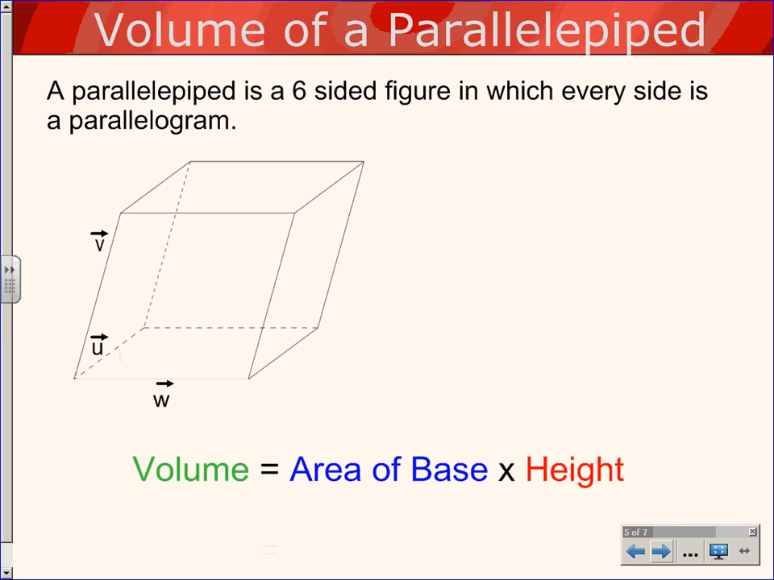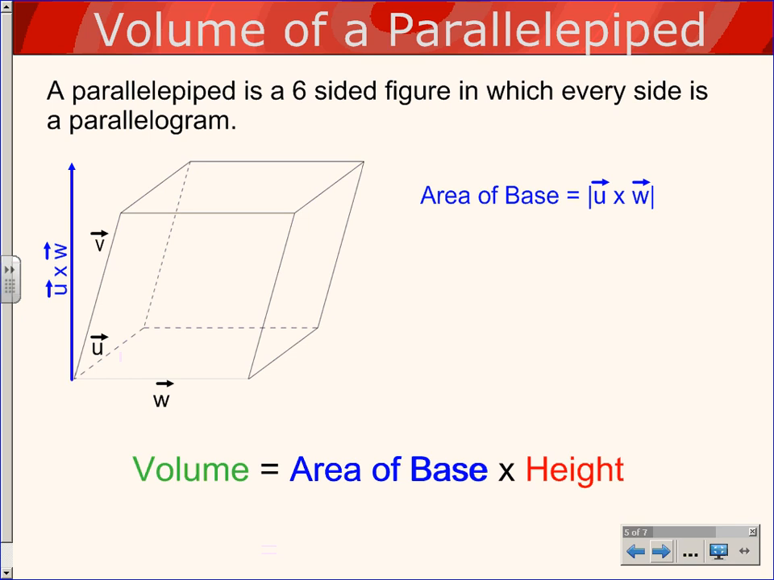the shape. Now, height's always tricky, right? Height would be the height going straight from the bottom all the way to the top. So a line like that. That would be our height. So area of the base times the height will give us the volume. So as I say, this actually works out really, really nicely.